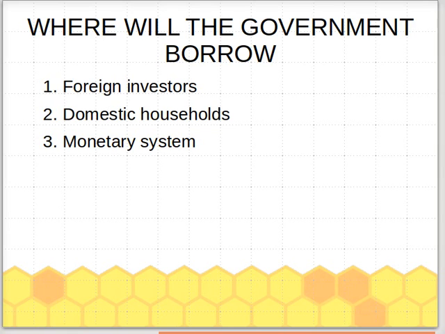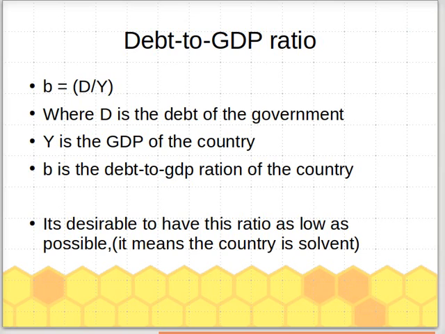So, how does the government borrow? These are the three sources from which the government can borrow. The first one is the foreign investors, the second one is the domestic households, I mean indirectly that will happen through the banking system, and the third one is through the monetary system. I mean the government can always bring the RBI in control and ask them to print more money, but it will obviously have other implications. The rupee will become weak and things like that.